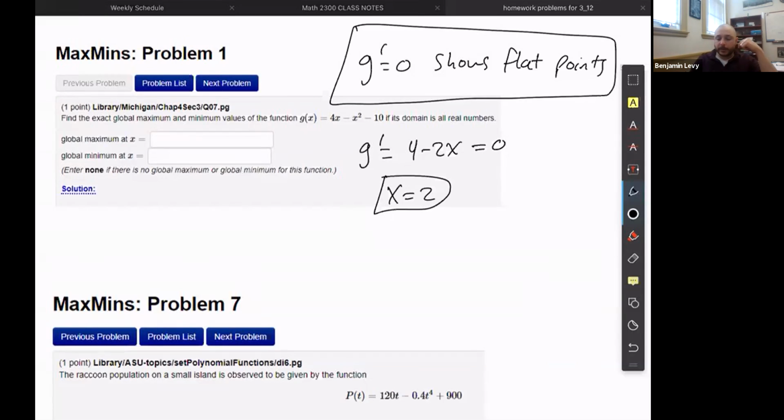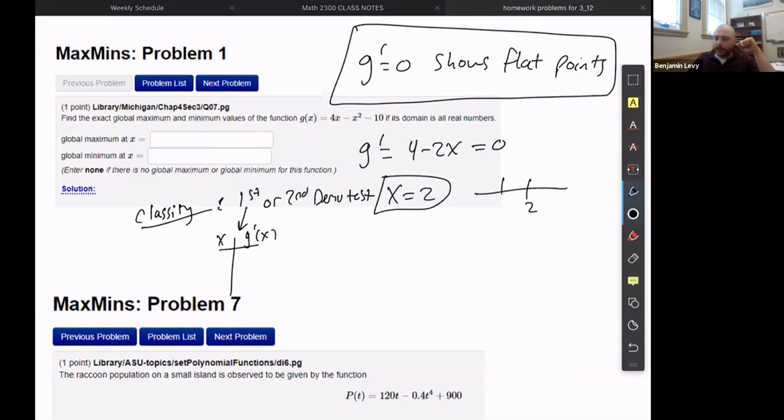So the way we figure out whether this is a max or a min is by classifying it. You can either use the first or the second derivative test. You're not being told which one to use in this particular problem, so you could do either one. Let me just do them both. If you do the first derivative test, that's where you make a table and you pick some points on either side of your critical point. If our critical point is 2, we would want to pick a point to the left of it, like 0, and a point to the right of it, like 3.